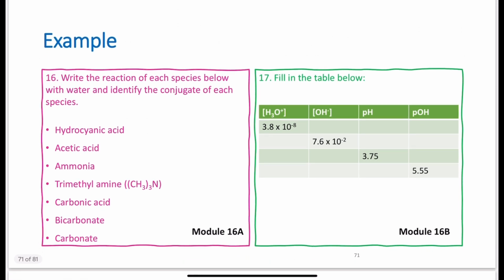Number 16. Write the reaction of each species below with water and identify the conjugate of each species. Okay, so hydrocyanic acid, that is HCN. So I'm going to write the formula down here. I'll write the thing up on top, but then pause it to write down, so we're going to erase it.